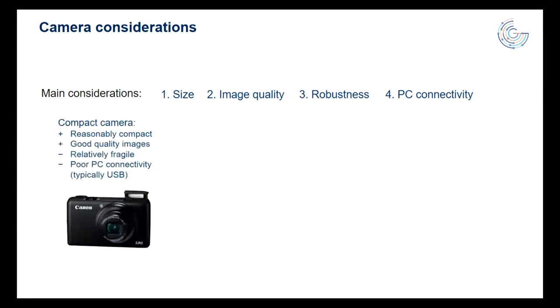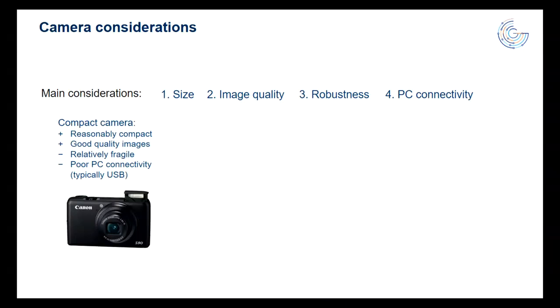In terms of our camera, we've got a number of considerations: size, image quality, robustness, and also the type of connectivity that the camera has. And in the early days of PIV modeling, people tended to use compact cameras like this old Canon S90 here. And I picked this one specifically because we have a bunch of these still floating around at the Schofield Centre.